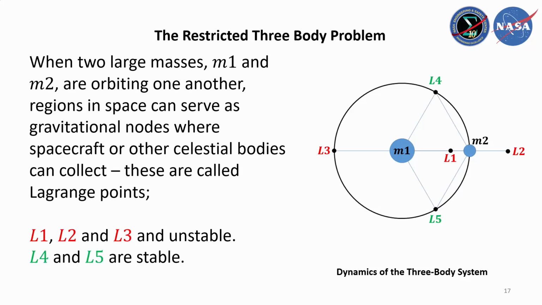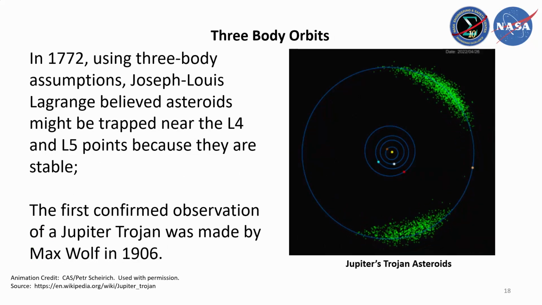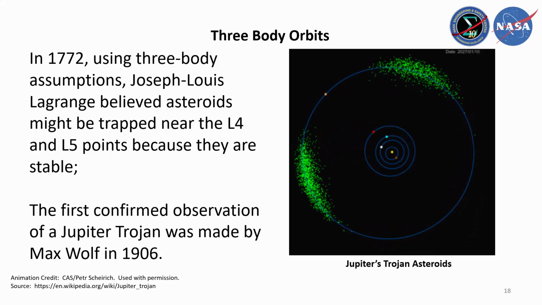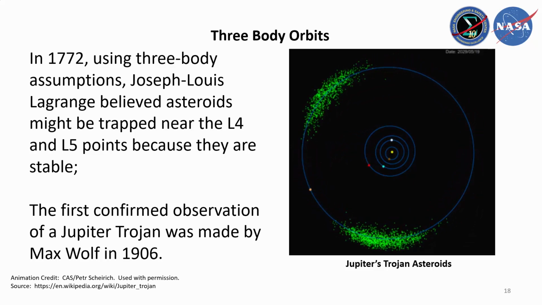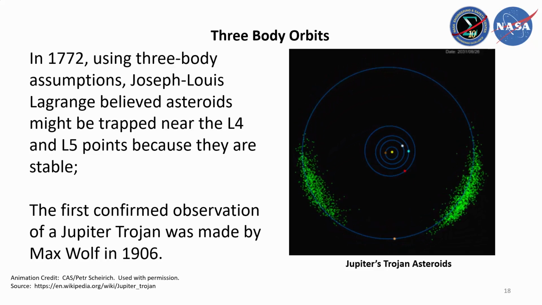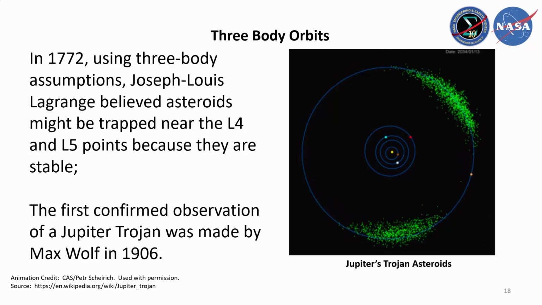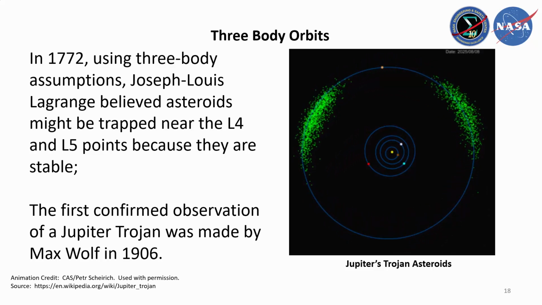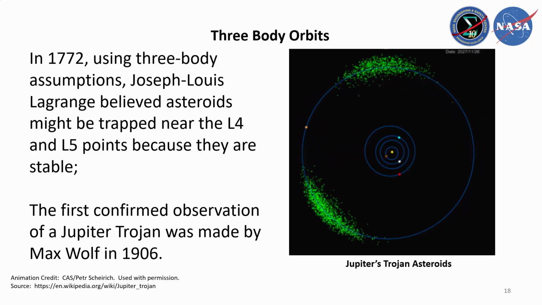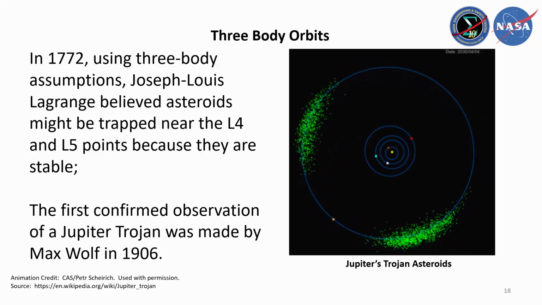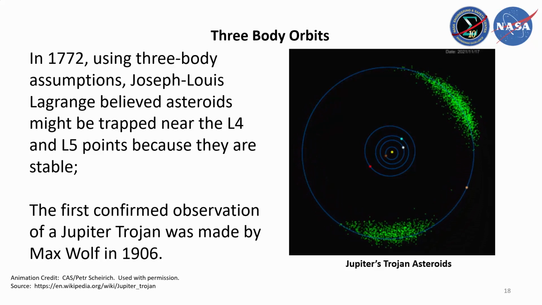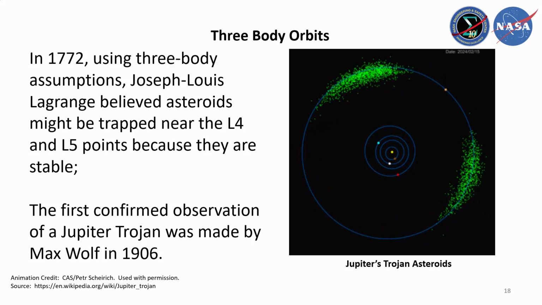These points are stable. From a historical perspective, the mathematics developed by Lagrange that showed the stability of the L4 and L5 Lagrange points led him to believe that asteroids might be trapped near these points. When the Sun and Jupiter are considered as the primary bodies, observations by Max Wolf in 1906 confirmed the existence of the first of many Jupiter asteroids at a Lagrange point. These clusters of asteroids are referred to as Jupiter's Trojans.